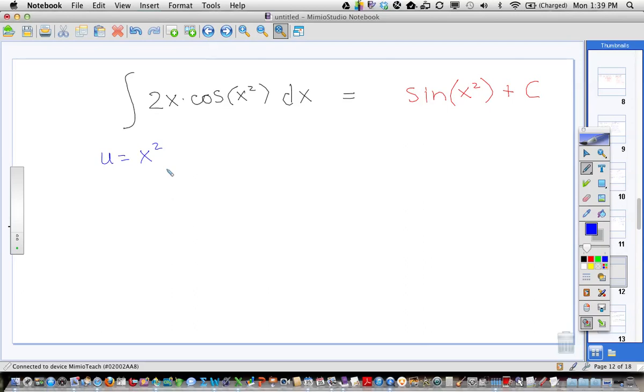Now, one of the most common things is the inside. If there's something on the inside, that's one of your best choices for what to let U be. Okay? Because basically substitution is the chain rule in reverse, which means it's going to involve an inside, something on the inside.